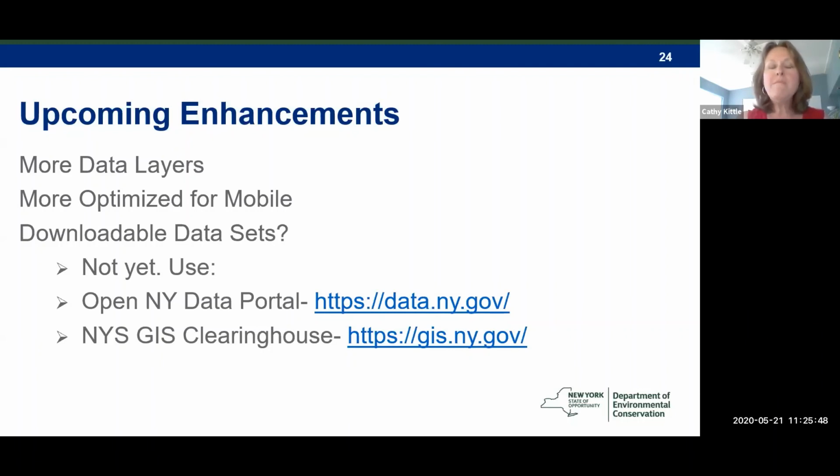So we do have many of the data sets available through the Open NY data portal, and that's data.ny.gov. Also the New York State Clearinghouse, that's managed on a state level for all GIS data layers. My goal is to try to make whatever data layers we have available in both of those platforms. One of the things that we are looking at are web services, and to be able to provide those to users so they can incorporate those into their maps.